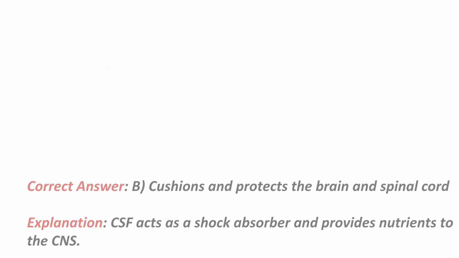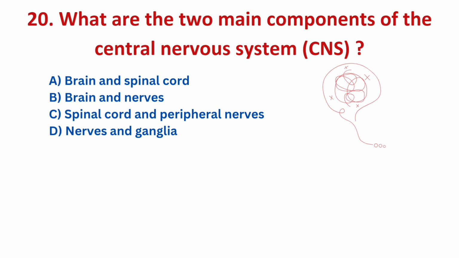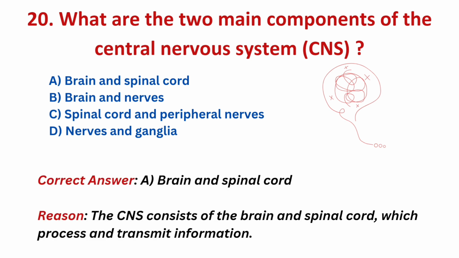Last question, question number 20. What are the two main components of the central nervous system? Options are brain and spinal cord, brain and nerves, spinal cord and peripheral nerves, nerves and ganglia. And the correct answer is option A, brain and spinal cord. The CNS, central nervous system, consists of the brain and spinal cord, which process and transmit information. So the correct answer is option A.